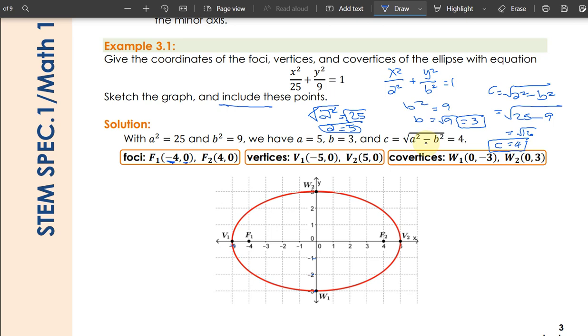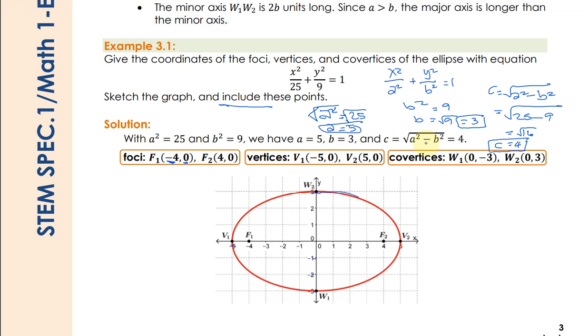Next, you are going to complete the ellipse. We just connect the co-vertices and vertices. We do not connect the focus; the focus is only a guide. So we draw the ellipse, and this will be our answer.